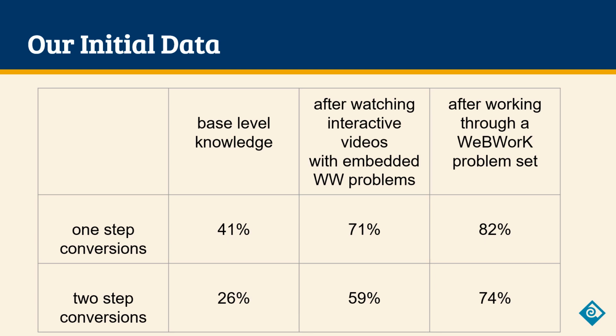So before they saw anything about unit conversions, we did an initial quiz just to test their base level knowledge. For 1-step conversions, the average score on the rubric was 41%, and for 2-step conversions, 26%.